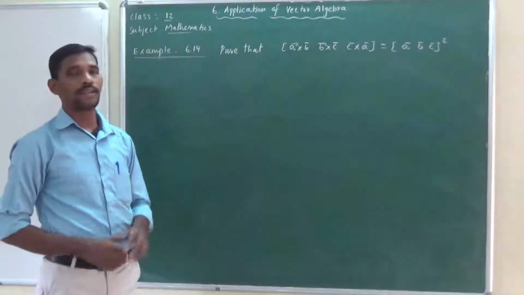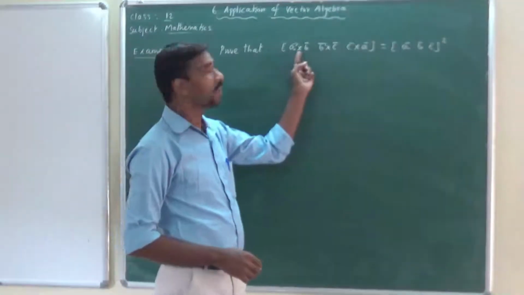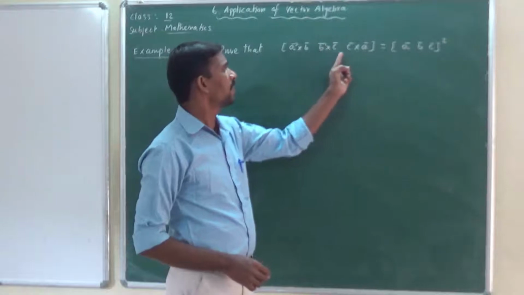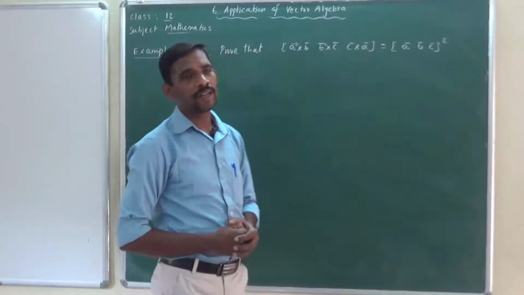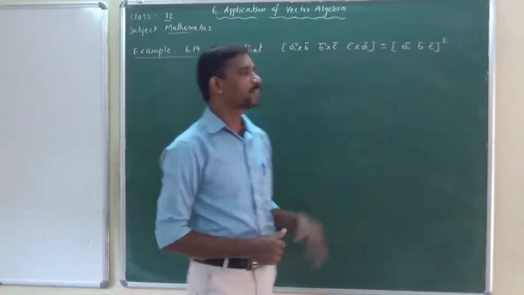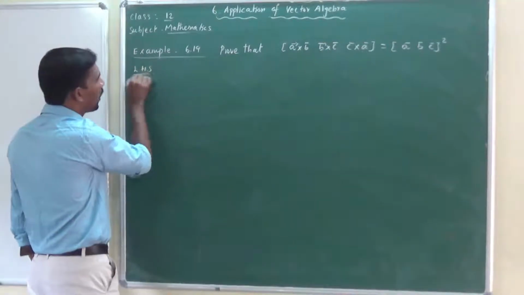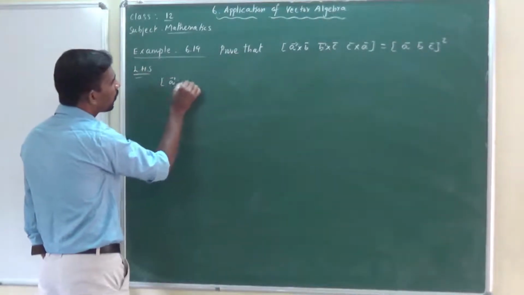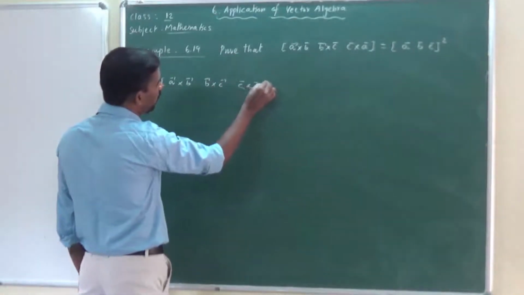This is example 19. Prove that the box product of A vector cross B vector, B vector cross C vector, C vector cross A vector is equal to the box product of A vector, B vector, C vector the whole square. So now I am taking LHS here: the box product of A vector cross B vector, B vector cross C vector, C vector cross A vector.